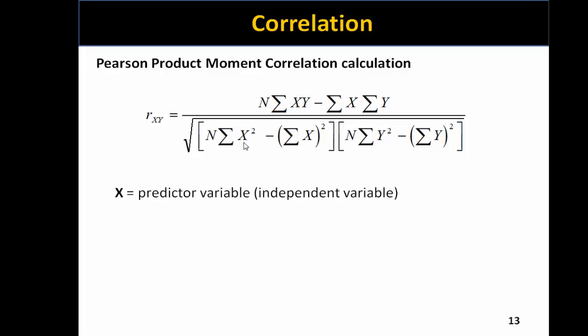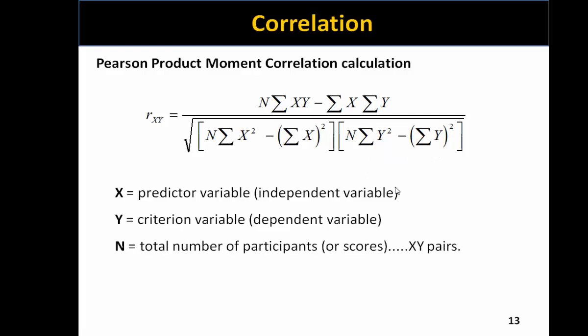X is the predictor variable, sometimes referred to as the independent variable, and we'll go through this example shortly. Y is the criterion variable that is often referred to as the dependent variable, and you'll see that the Y variable appears throughout the equation. And N refers to the total number of participants or the total number of scores. And for each participant or each score, there is a pair of scores. So we have a number of XY pairs.